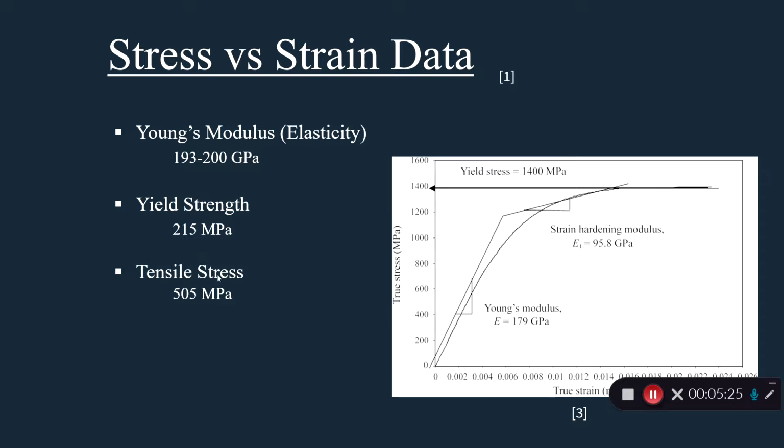But the difference between 505 and 1400 is, if you look, this stainless steel goes through a strain hardening phase. So that means as it plastically deforms, it actually gets stronger. So it can withstand more stress over time.